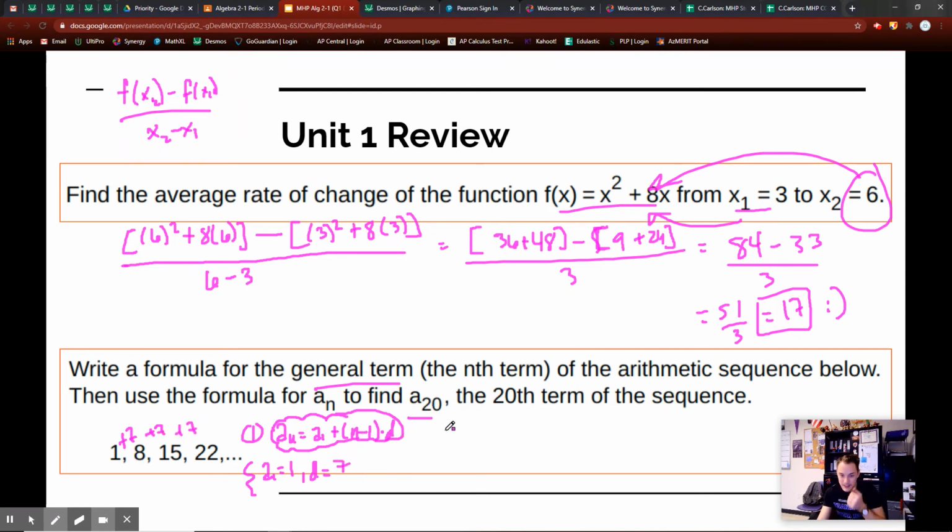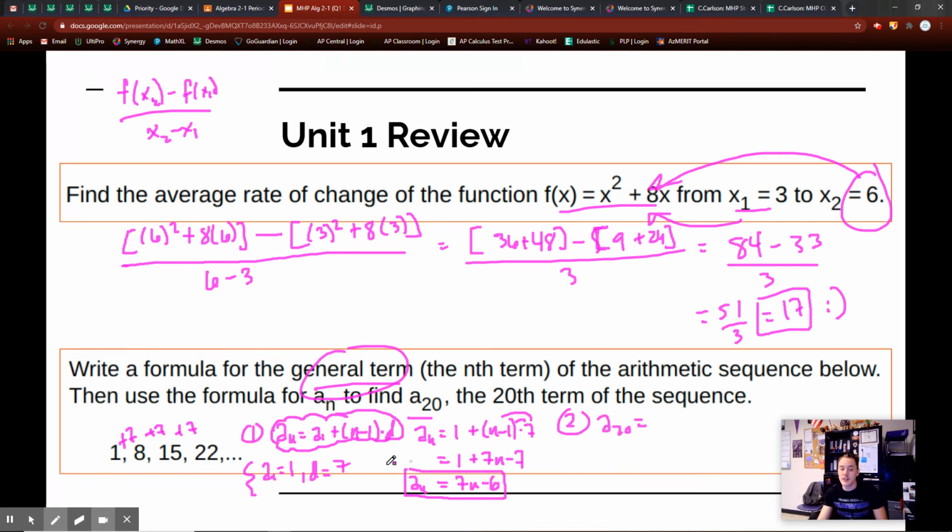So now let's plug it in. I don't care about n right now. My a sub 1 is 1 plus n minus 1 times 7. I can distribute. So this is 1 plus 7n minus 7. So this equals 7n minus 6. This right here is my a sub n value. This is the first thing that they want to ask you. That's your general term.